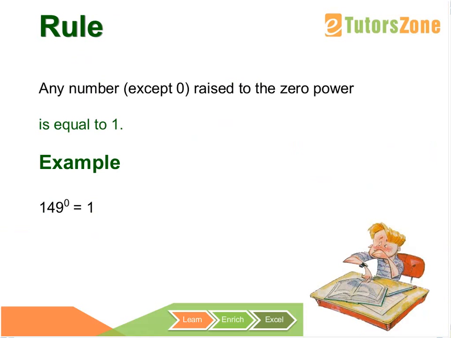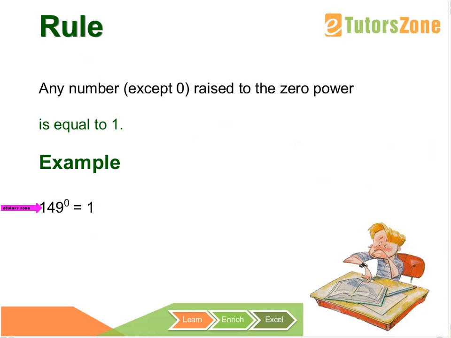Okay, very nice. Now look, this is one of the very important rules for the exponents. Please read this for me. Any number except 0 raised to the 0 power is equal to 1. So that means if we have any number, but the power is 0, then the answer will be 1 only.